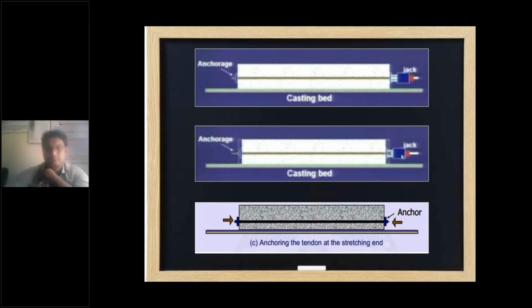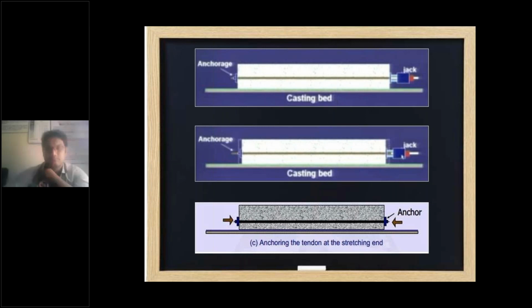Also you can pull the strands, or you can fix one end, that we call an anchoring, and from the other end you can do stressing. But in bridges, they go for stressing on both sides, two sides stressing, where it will have uniformity, right?